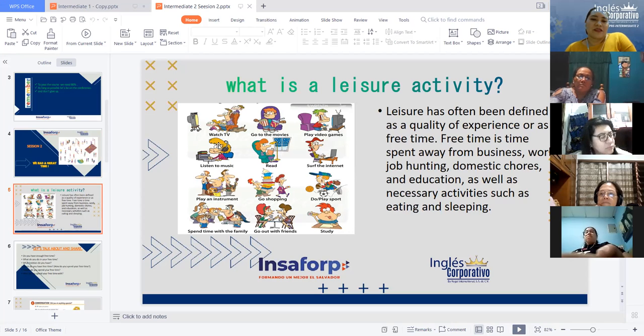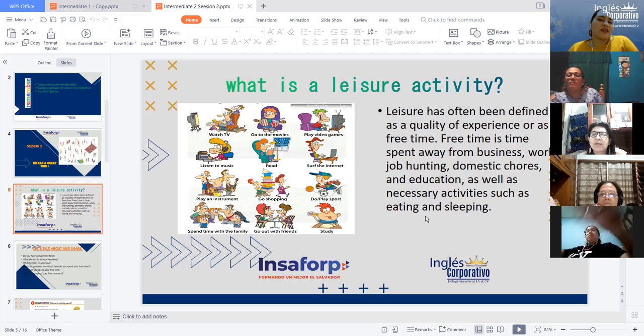So as you might be able to see, I placed some leisure activities here, which are the most common. Watch TV, go to the movies, play video games, surf on the internet, read, listen to music, play an instrument, go shopping, do or play sports, spend time with the family, go out with friends, or study, right? Some people do study as a leisure activity. So basically the leisure activities are the things that you do in your free time, things that are not sleeping or eating or necessarily education or domestic chores, right?